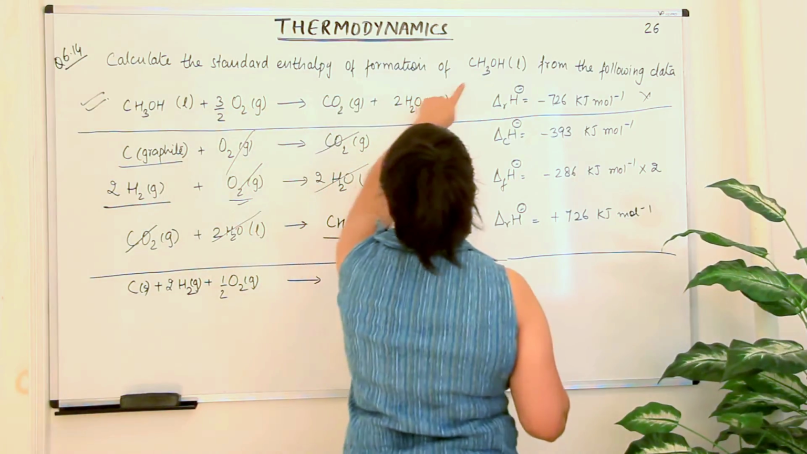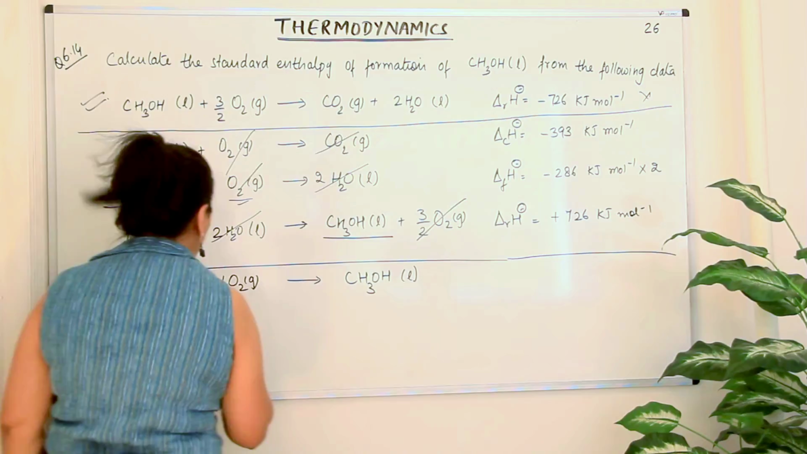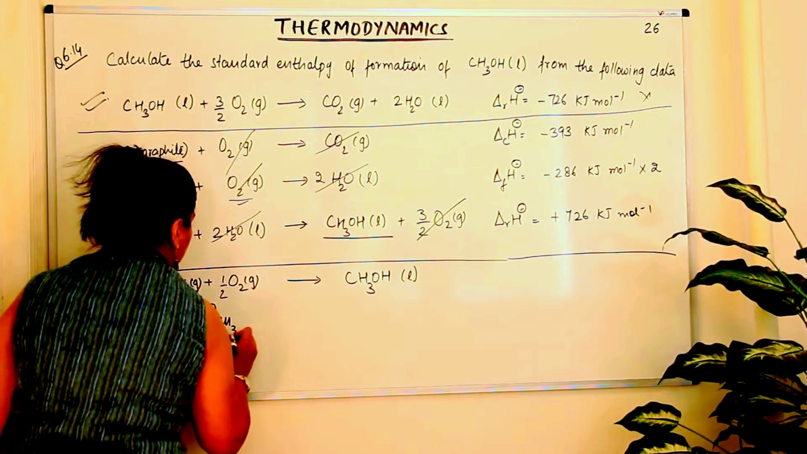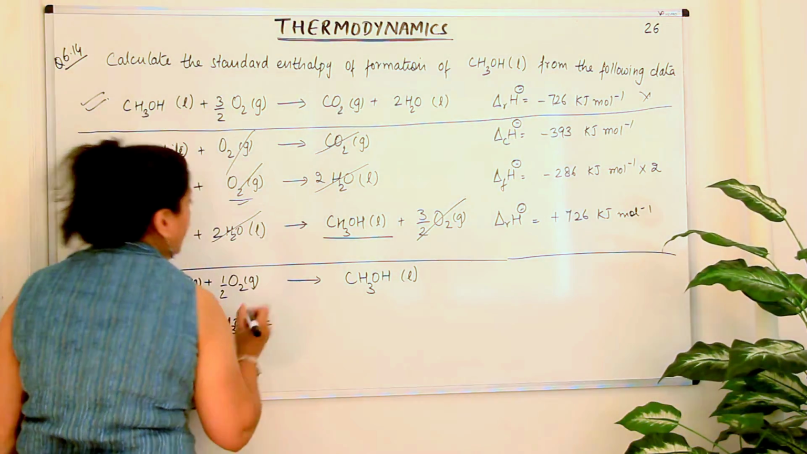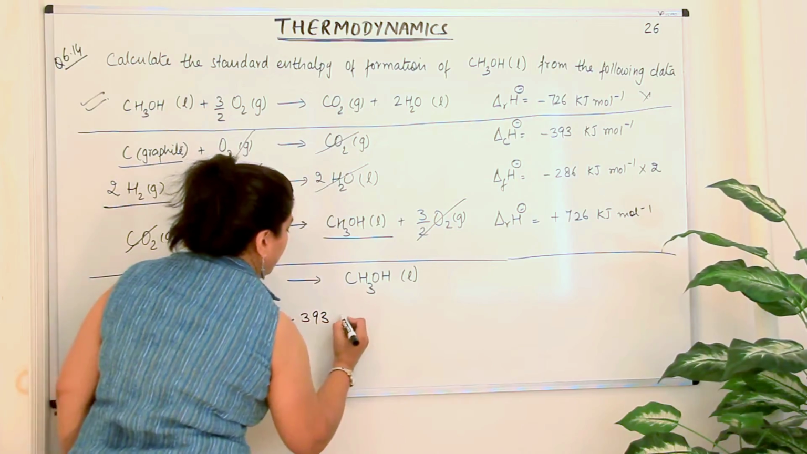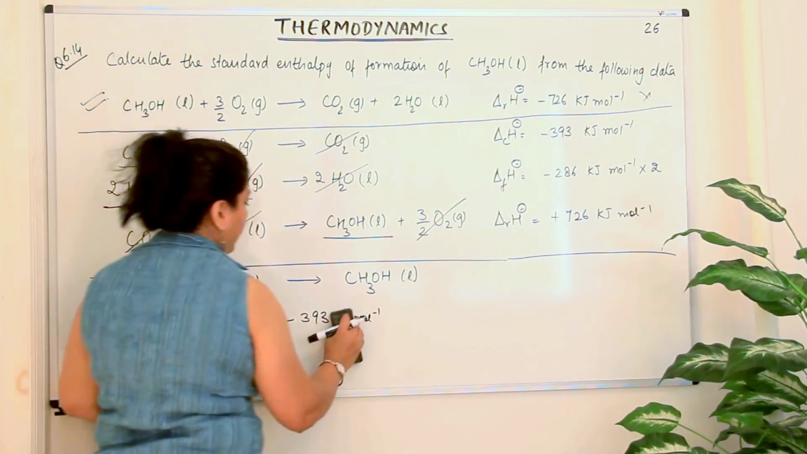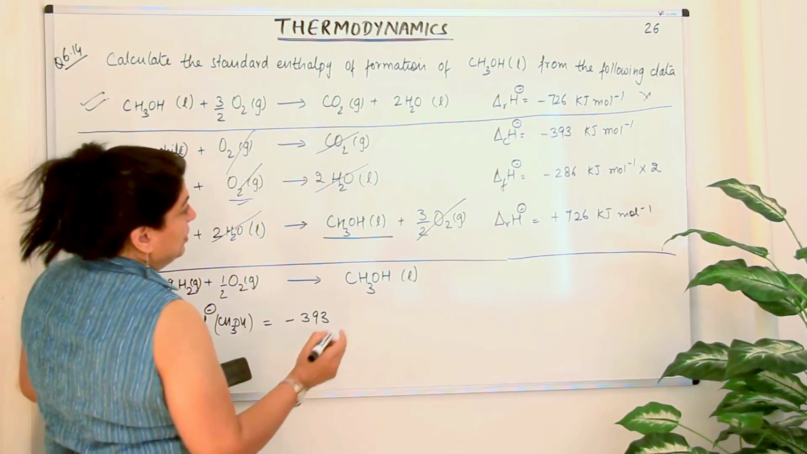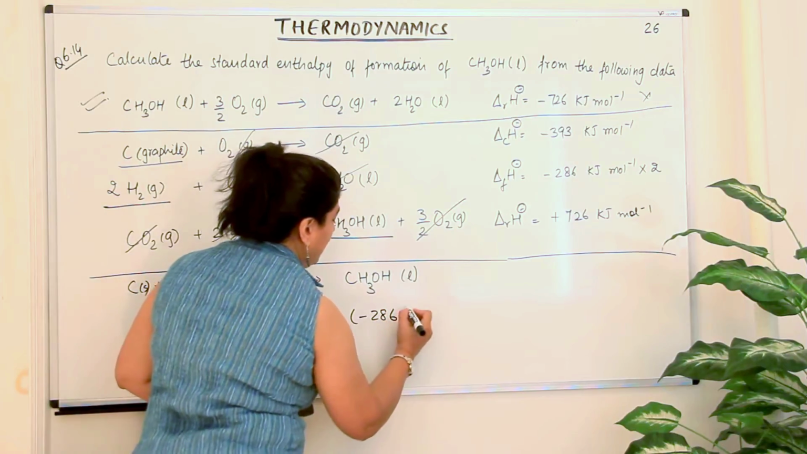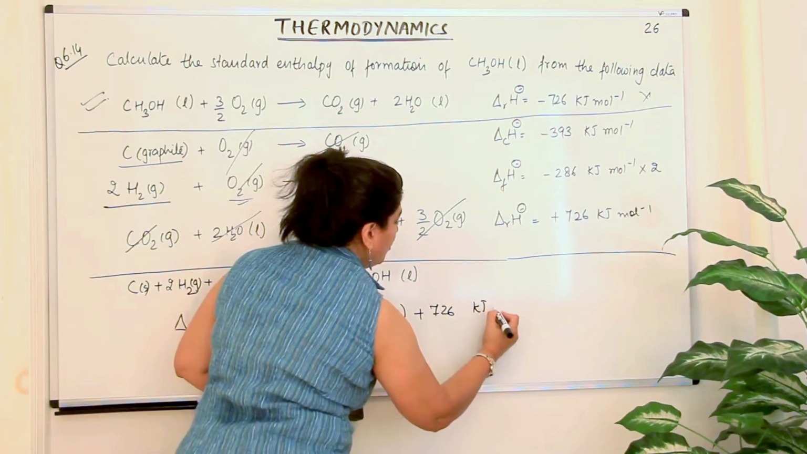We want the standard enthalpy of formation of methanol. So the standard enthalpy of formation of methanol, CH3OH, would be equal to the sum of all these. That is minus 393 kilojoules per mole. Or let me write the units in the end. Minus 393 plus you have minus 286 kilojoules plus 726 kilojoules per mole.